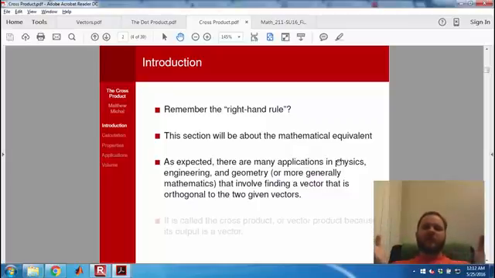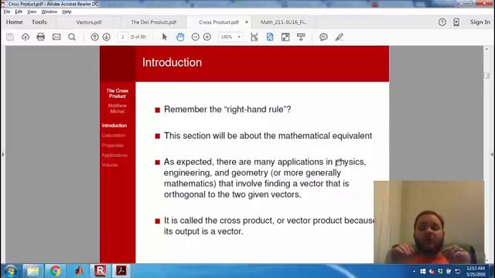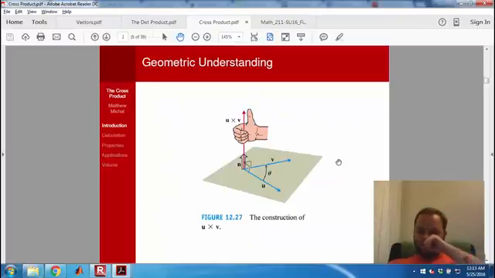Logically, you could expect there's a lot of applications in your different fields. It's going to be orthogonal to both of these vectors. And like I mentioned before, it's called the cross product, or the vector product, because you get a vector out of it. So your cross product is your thumb coming out, just like I mentioned a few moments ago. And we talked about how to find that theta between V and U from our dot product.